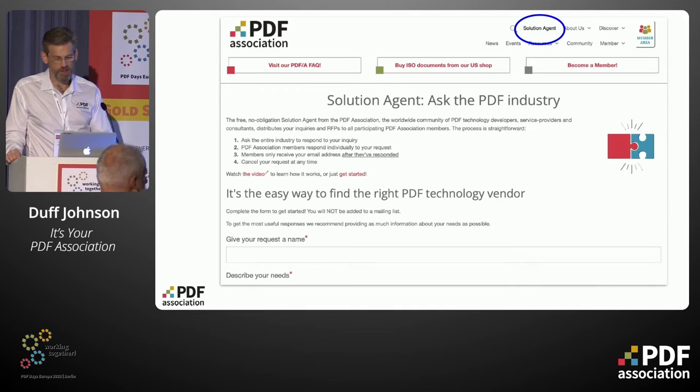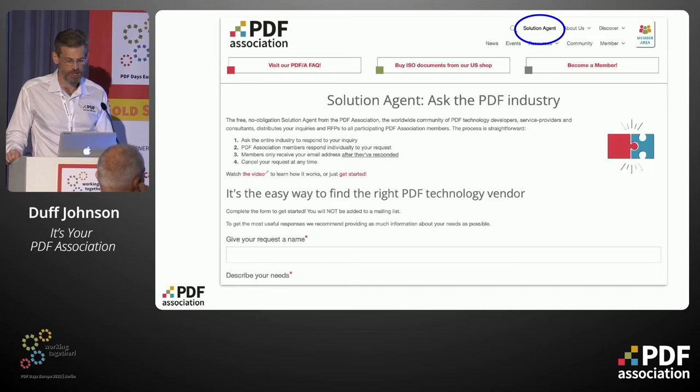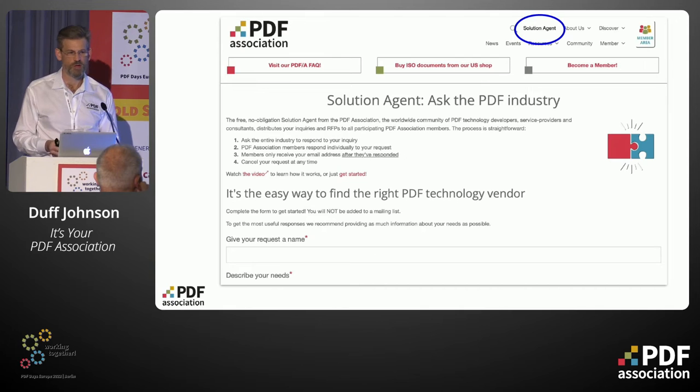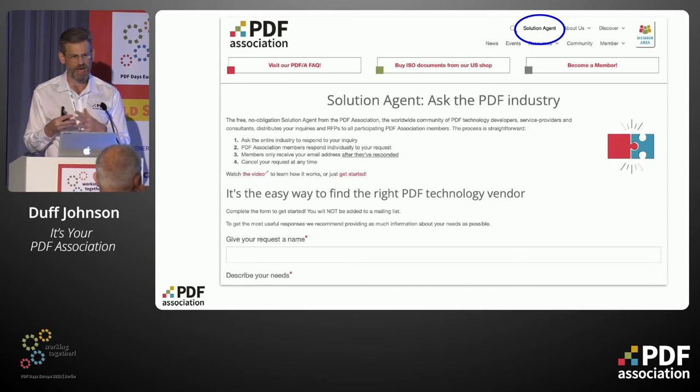Another utility that I think is actually more popular than stating your support for given PDF standards is the solution agent. We thought of this a few years ago when we wanted to provide a slightly different mechanism for people to find a vendor that meets their specific needs. I looked around, and I didn't find anything else that does exactly what the solution agent does. But the solution agent is very straightforward. It allows you to ask vendors, in fact the entire PDF industry that is signed up to receive solution agent emails, and that's something that any member can do through the member area.